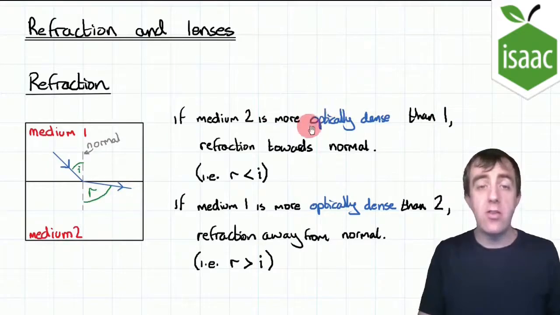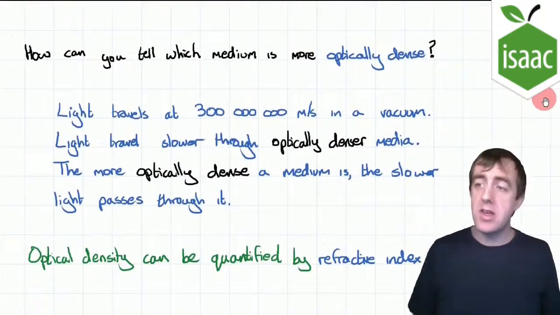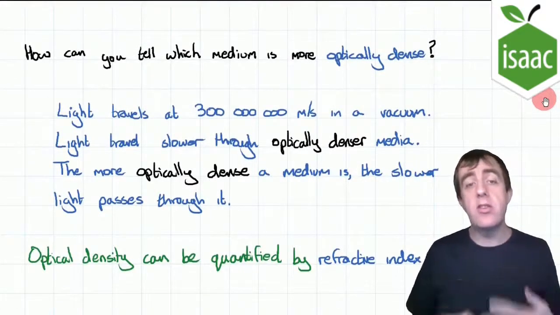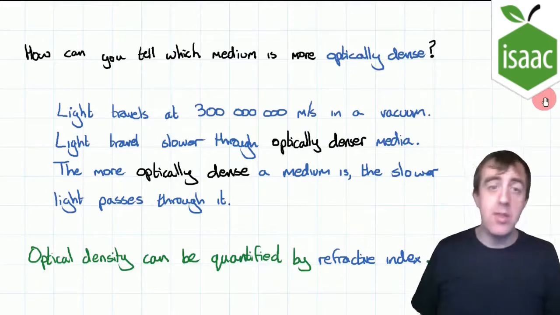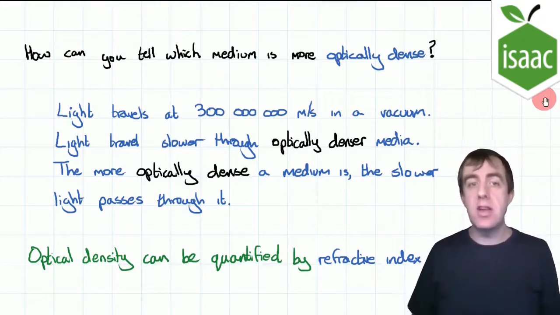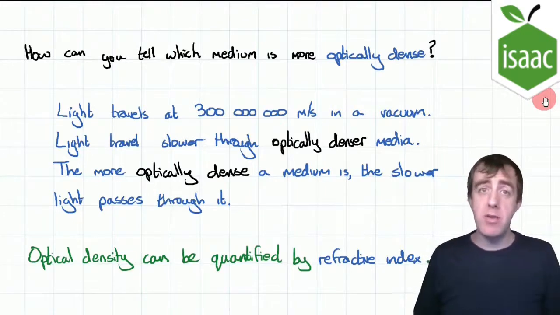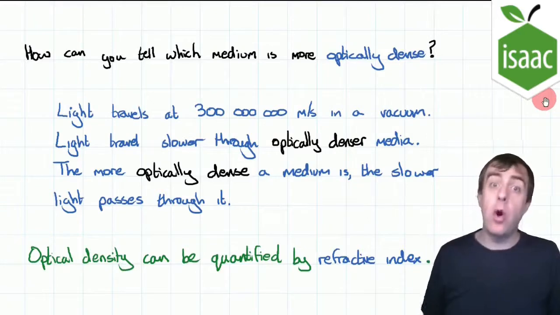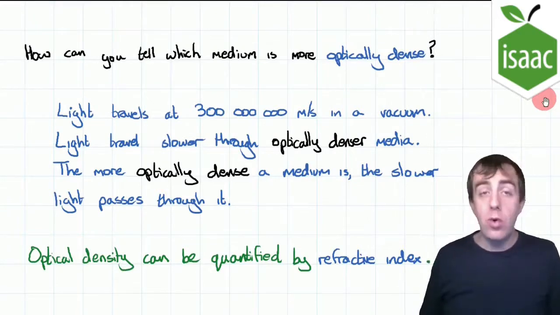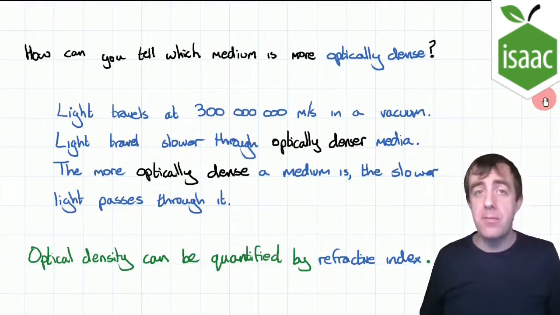Now, I've used the phrase optically dense. What does that mean? Well, optically dense refers to a property that materials have where they slow light down. And the more optically dense a medium is, the more it slows light down. You may recall that density is mass divided by volume, but that's unrelated to optical density. Water is more physically dense than paraffin, but paraffin is more optically dense than water.